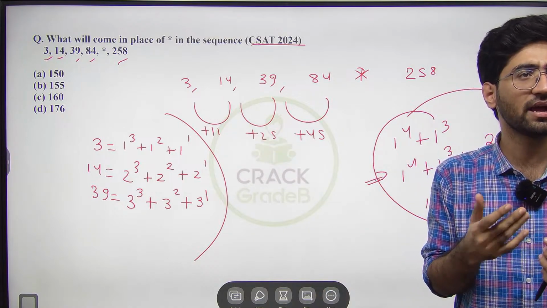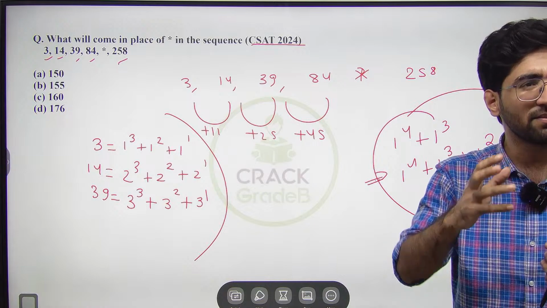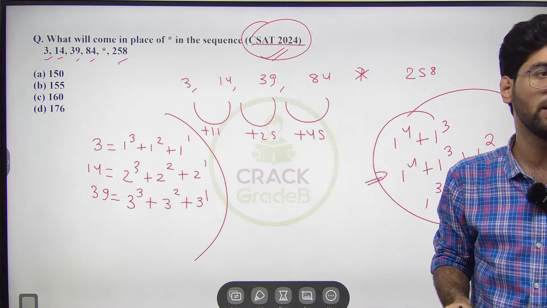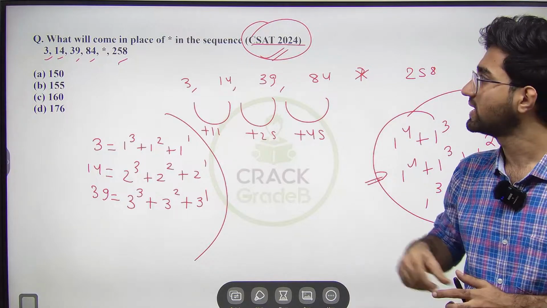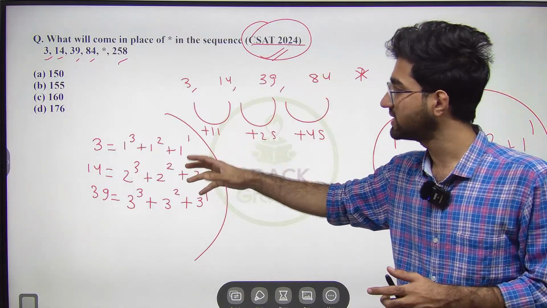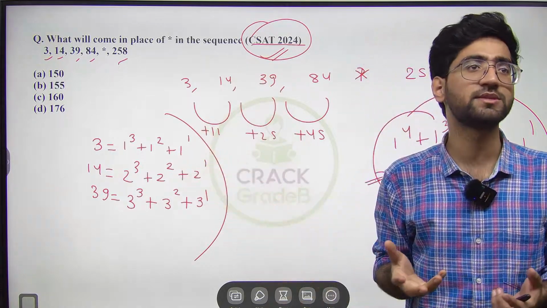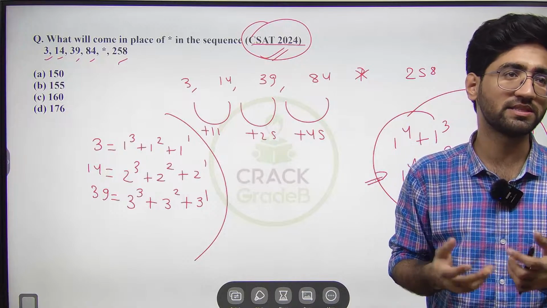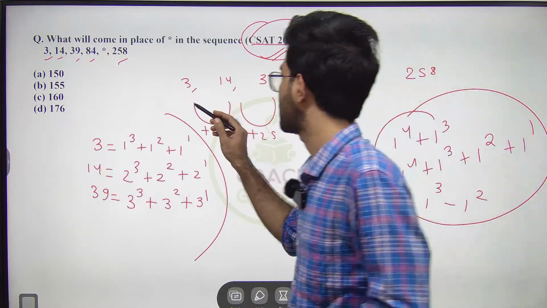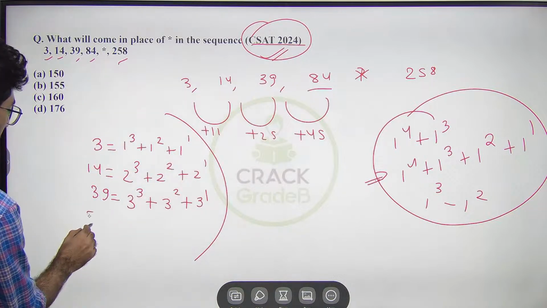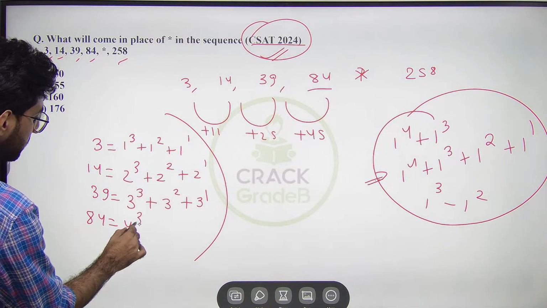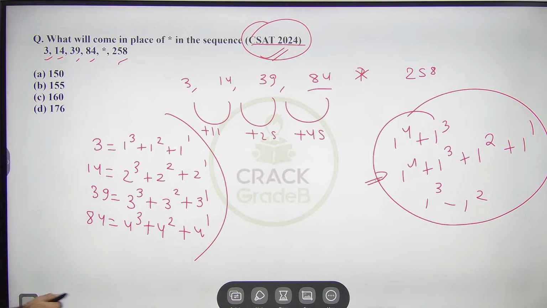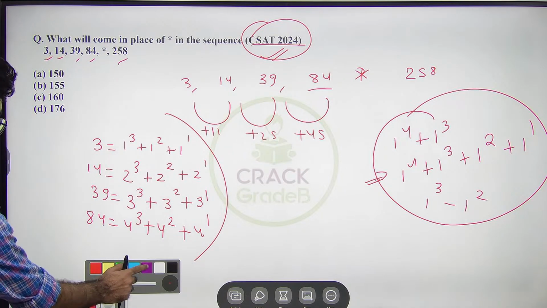See, CSAT or any exam does repeat some kind of patterns. This question has been asked in CSAT 2024. I will show you a few examples that CSAT has asked questions on the basis of this pattern in probably CSAT 2021, CSAT 2022. Now, what is 84? 84 is 4 cube plus 4 square plus 4 to the power 1. Now, you have to find the value of this star.